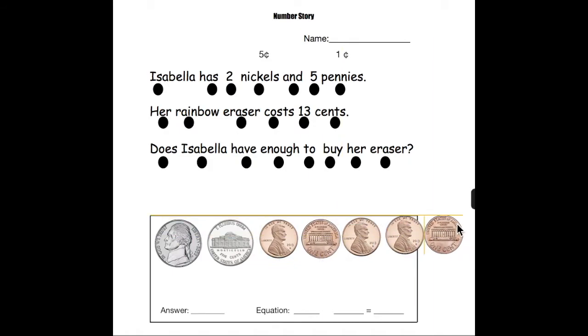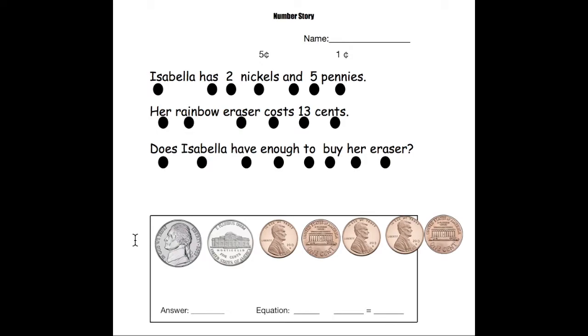5 pennies. So here are 2 nickels and 5 pennies. So I already did my first step. I sorted them. My nickels are together and my pennies are together. So this is another way I can sort them. Now, I know a nickel is how many cents?